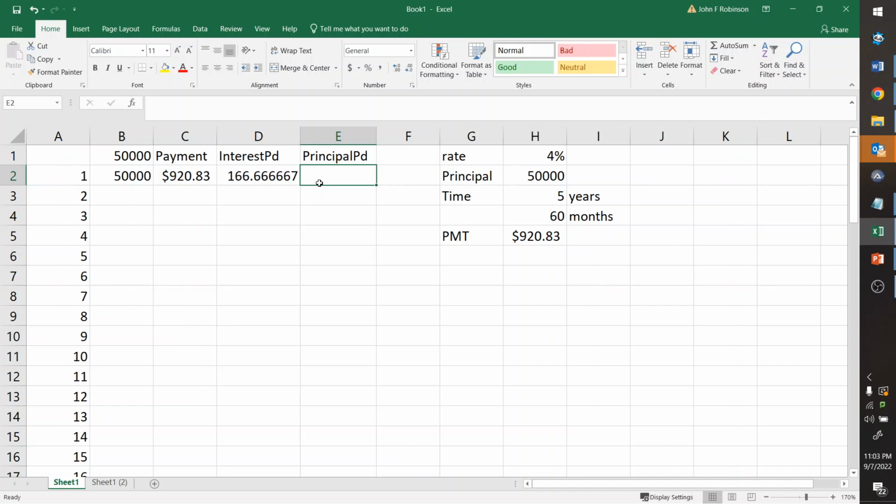And so naturally, right, if I pay $920 and $166 of it is interest, that means the remainder is going to be principal. And so I'm going to do payment minus interest paid and get that result here. So now here's the key. Now that we know that we're making a $754 payment to principal, that means that this loan, right, is going to get smaller by this principal amount.